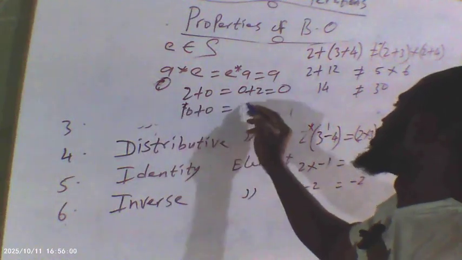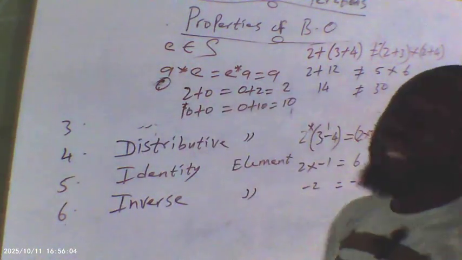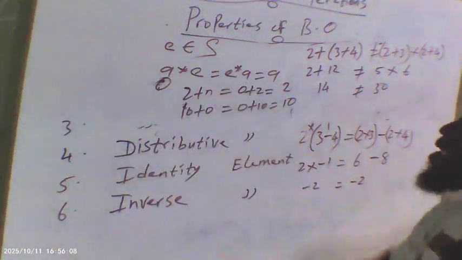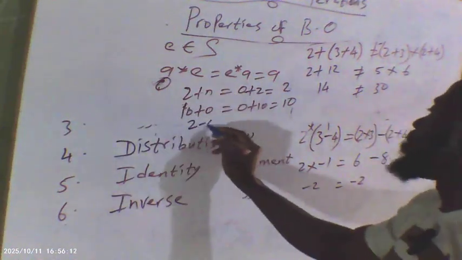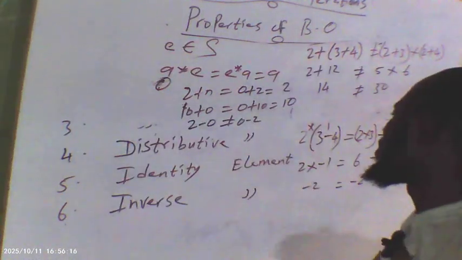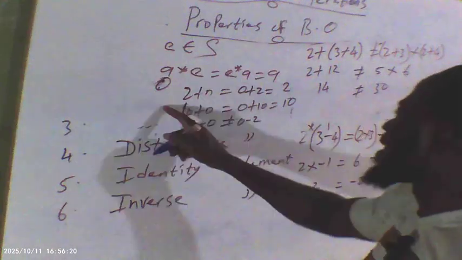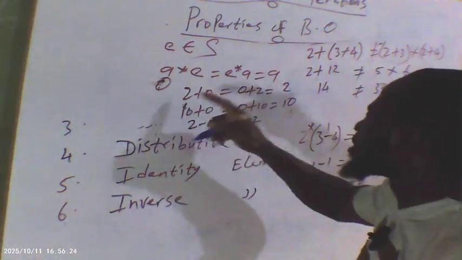10 plus 0 is the same thing as 0 plus 10, which is 10. So it commutes under addition, but it cannot happen under subtraction. 2 minus 0 is not the same as 0 minus 2, because the order cannot be swapped. So 0 is not an identity element under subtraction.